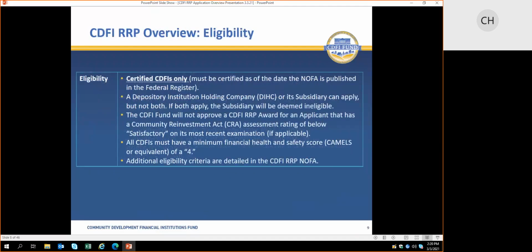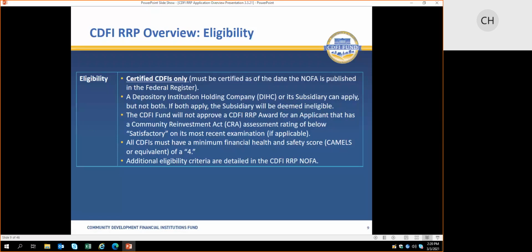So, a high-level overview of eligibility for RRP. Organizations, in order to be eligible to apply, must be a certified CDFI as of the date the NOFA was published in the Federal Register, which was February 26th, last Friday. Holding companies and bank subsidiaries can apply for awards, but not both. If both apply, the bank subsidiary will be deemed ineligible and we will evaluate the application of the holding company.